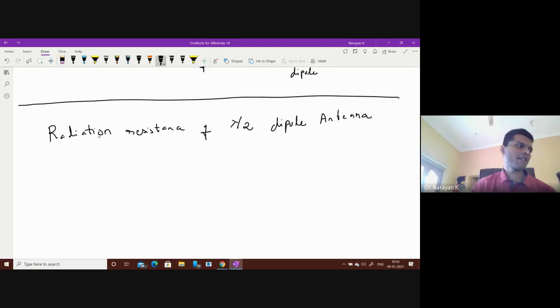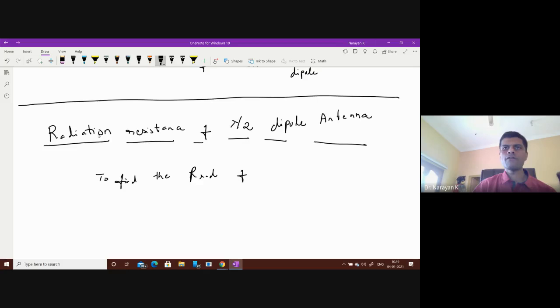Same way you start to find the radiation resistance of lambda by 2 dipole antenna. Please quickly write, we'll try to finish as fast as possible. Find the Poynting vector: S equals half of real part of E cross H conjugate. Call this equation 1.